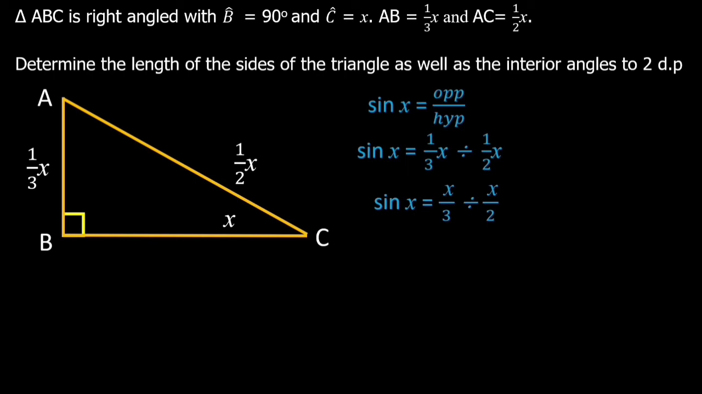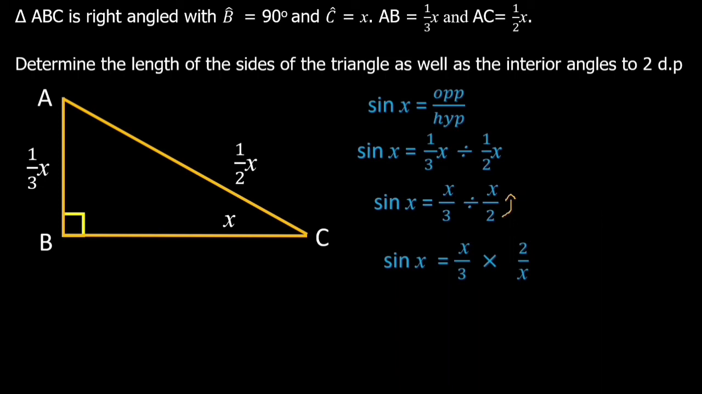Change the division sign to multiplication and invert the second fraction. So it's now x over 3 multiplied by 2 over x. Okay, guys, remember how to divide fractions. Invert the second fraction. Pencil there, but you invert the second fraction. Okay, and then what do you do?